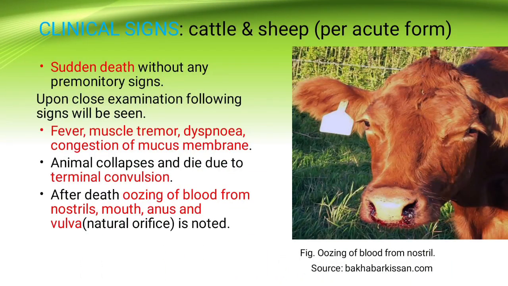Clinical signs in cattle and sheep: in the peracute form, sudden death without any premonitory sign. Upon close examination, the following signs can be seen: fever, muscle tremor, dyspnea, that is difficulty in breathing, congestion of mucous membrane. The animal collapses and dies due to terminal convulsion. After death, oozing of blood from nostril, mouth, anus, and vulva is noted, that is, oozing of blood from all the natural orifices. The picture on the right side shows oozing of blood from the nostril.